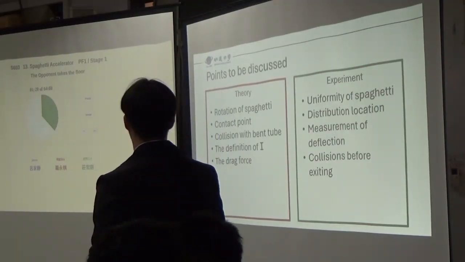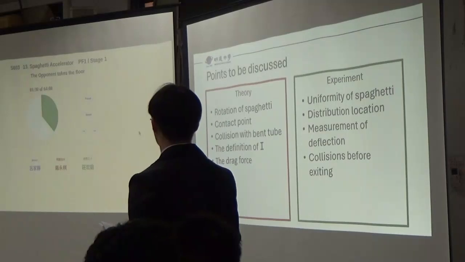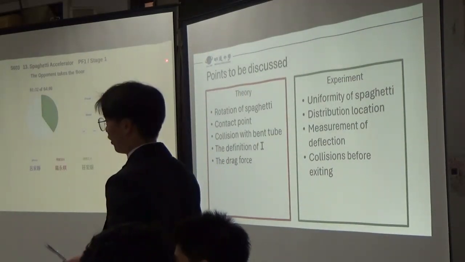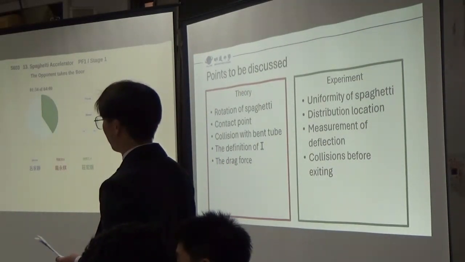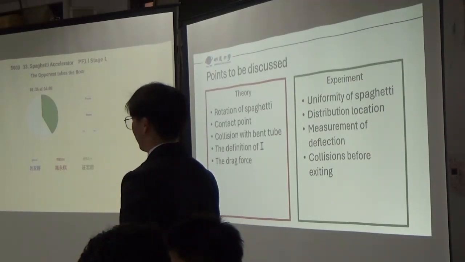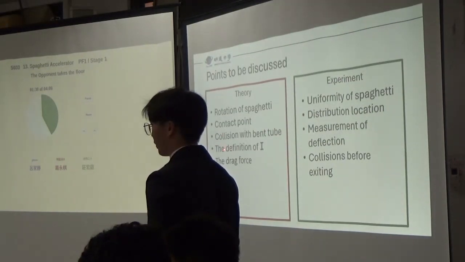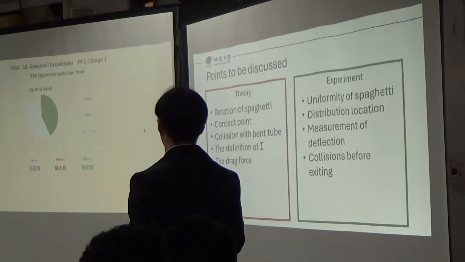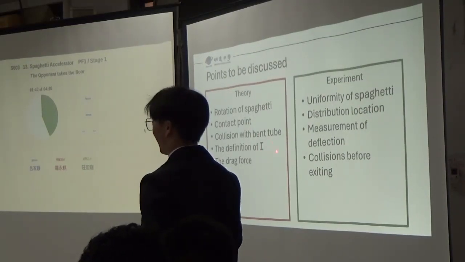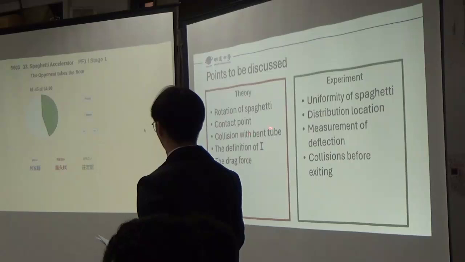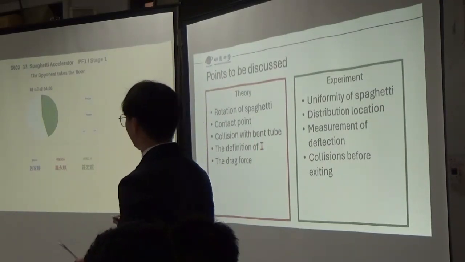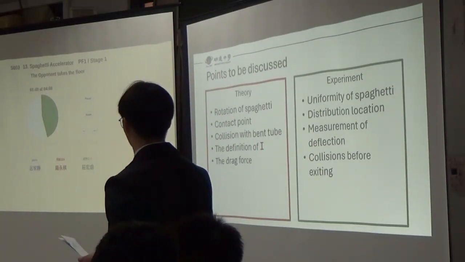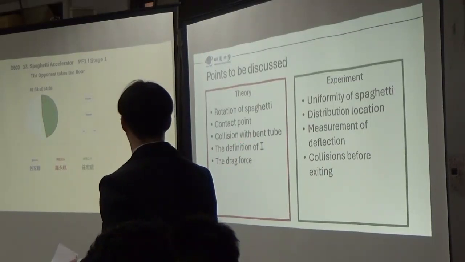So here are some points I want to discuss later. I want to know if there's any rotation of the spaghetti, and I want to know more about the contact point and whether it has any collision before it is sent to the tube. And I want to know more about the acoustic I that you mentioned earlier because you didn't make it clear what the definition of I is. And I want to know if there is any environmental drag force considered in your theory.